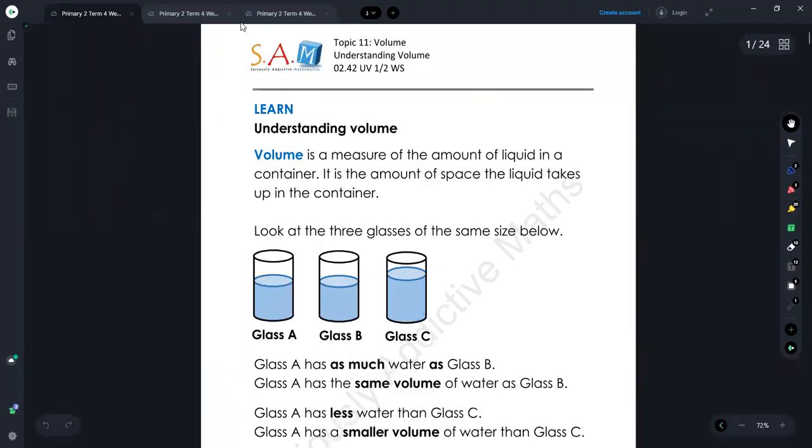Hello teachers, this is the instruction guide for Primary 2 Term 4 Week 2. For this week we're going to start on volume.